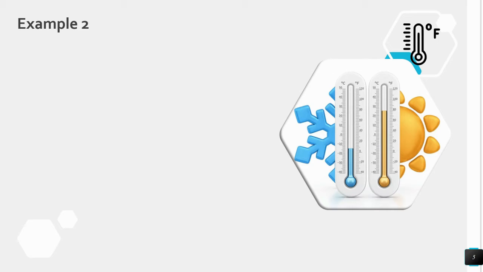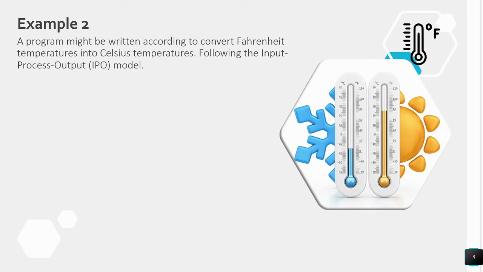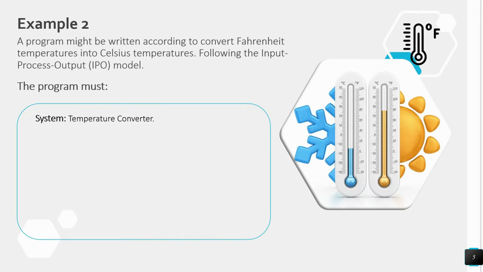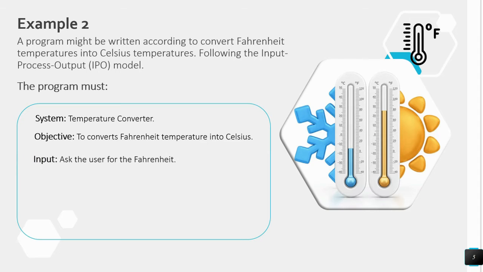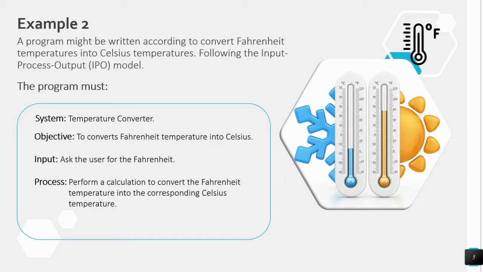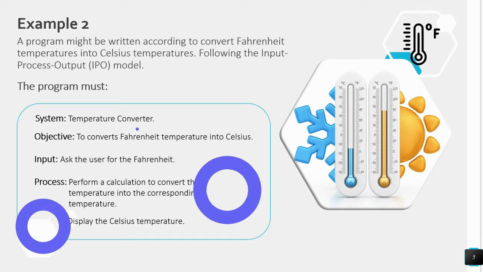Example 2. A program might be written to convert Fahrenheit temperatures into Celsius temperatures, following the input, process, output model. The program must: System, temperature converter. Objective, to convert Fahrenheit temperature into Celsius. Input, ask the user for the Fahrenheit temperature. Process, perform a calculation to convert the Fahrenheit temperature into the corresponding Celsius temperature. Output, display the Celsius temperature.